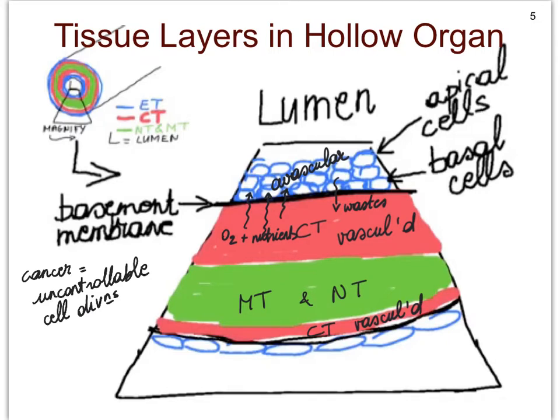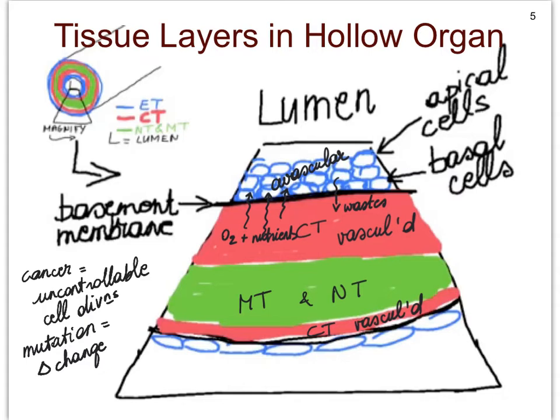And so if we already have cells that like to divide, that means that if they're somewhat mutated, they might start to divide uncontrollably. So what is a mutation? A mutation is any change in DNA.